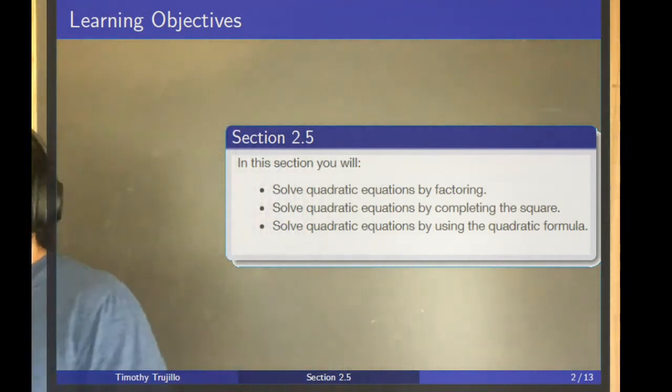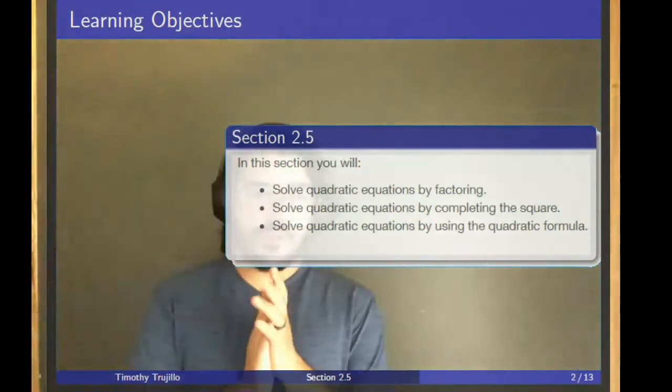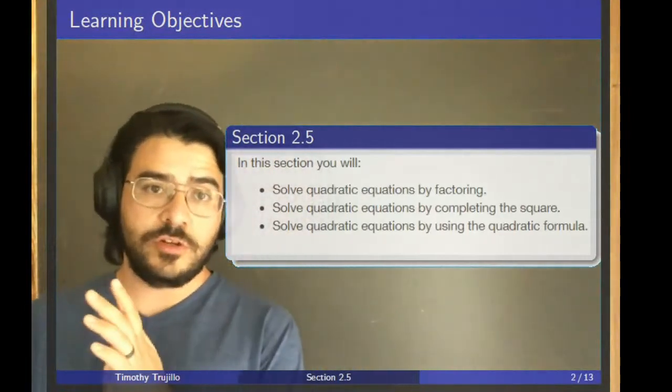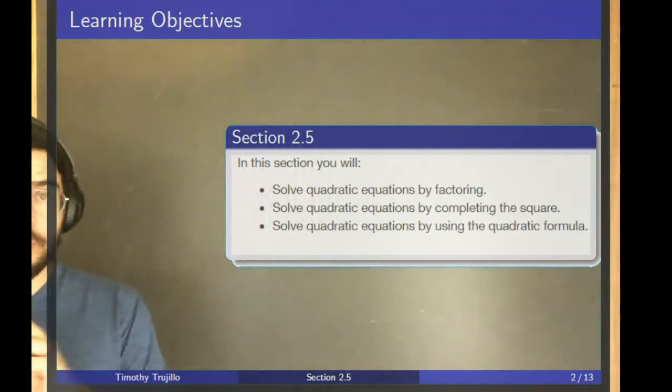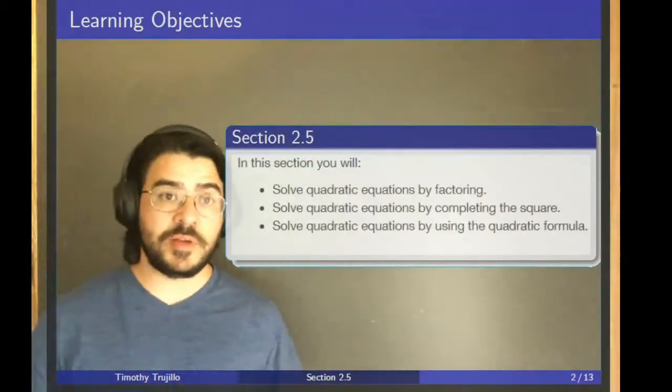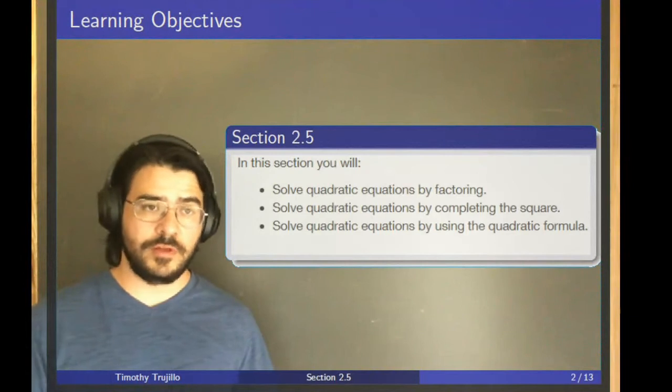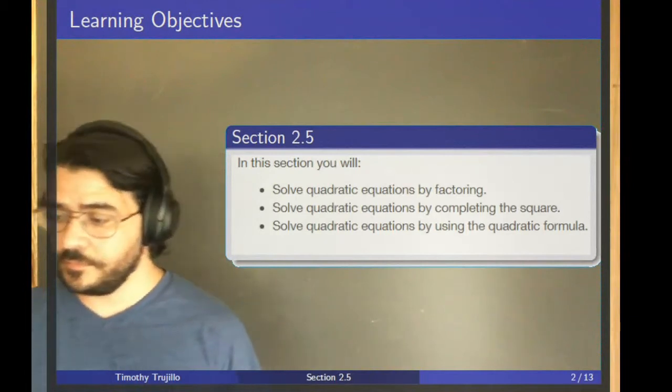Okay, so those of you going on to calculus, the second objective is probably the most important from today, right? This notion of completing the square, for those of you taking Calc 1 and Calc 2, will come up again. So your calculus professor will assume that you have a background in completing the square.